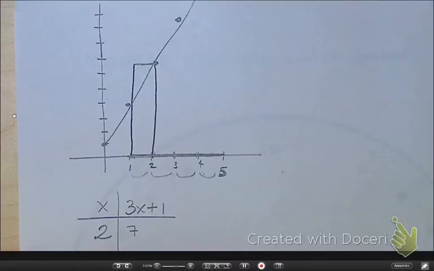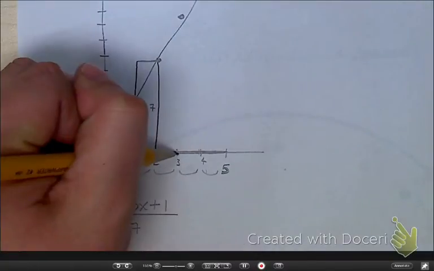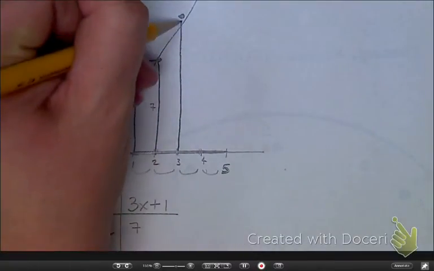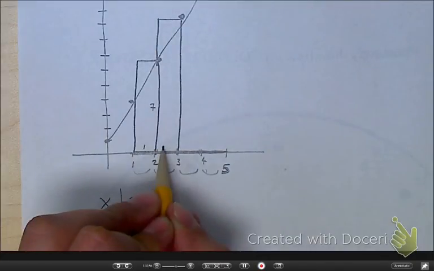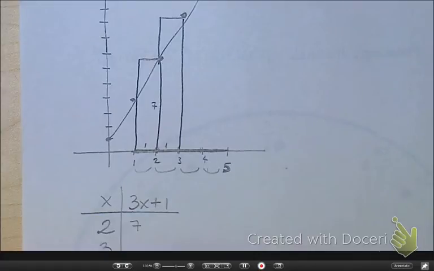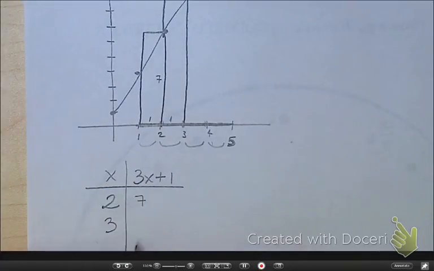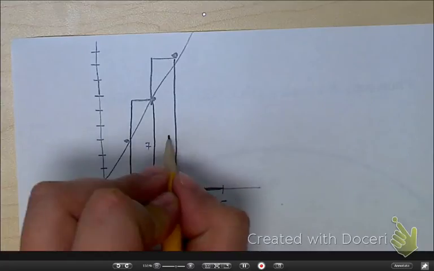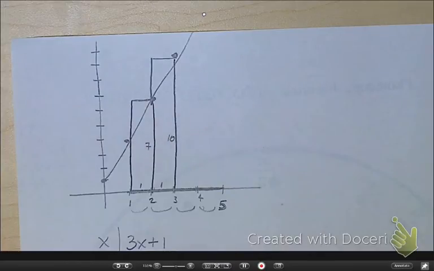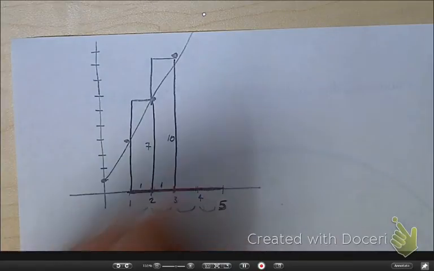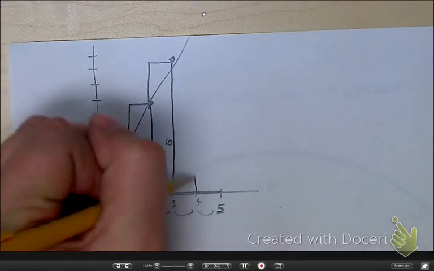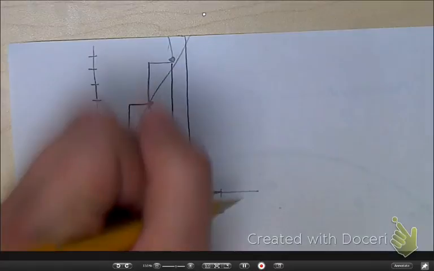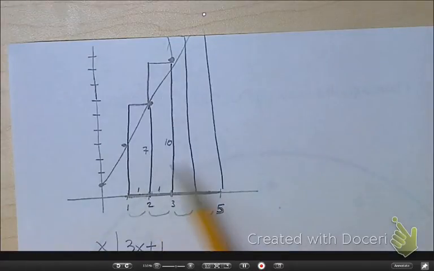I need 4 of these rectangles, so I'll do my next one. I'll do 3, shoot straight up to the right, comes across, and then down. Again, the base is 1. The height, if I plug in 3 to this equation, is 3 times 3 is 9, plus 1 is 10. So the height of this rectangle is 10. From there, it's going off the top of my graph, so I won't actually draw the other rectangles, but you can see they would be in these places here. So there'd be 4 rectangles, just like it asked me to.